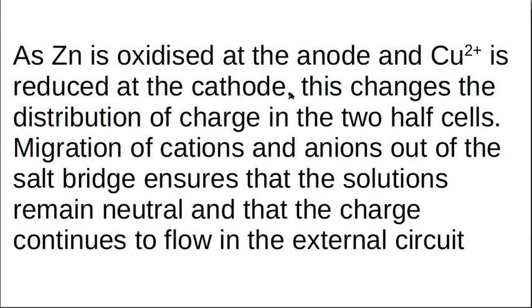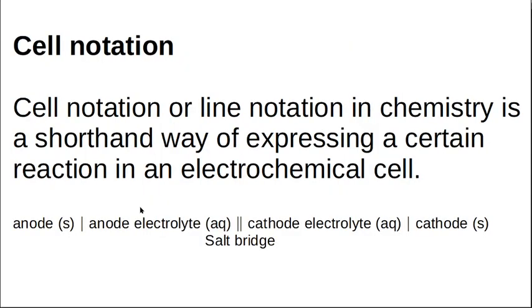Then the cations and the anions come out of the salt bridge, so everything remains neutral, and it completes the whole circuit, so the charge flows and does work in the external circuit. Now whenever we get one of these galvanic cells, we can't be busy drawing the pictures all the time, so we have this thing called cell notation, and it's the chemistry abbreviation, so you know what's going on in the cell.